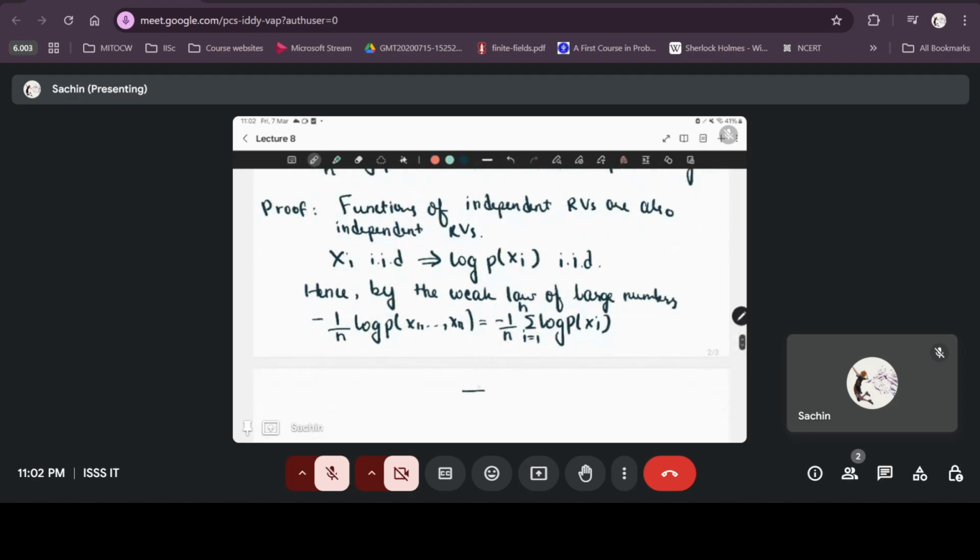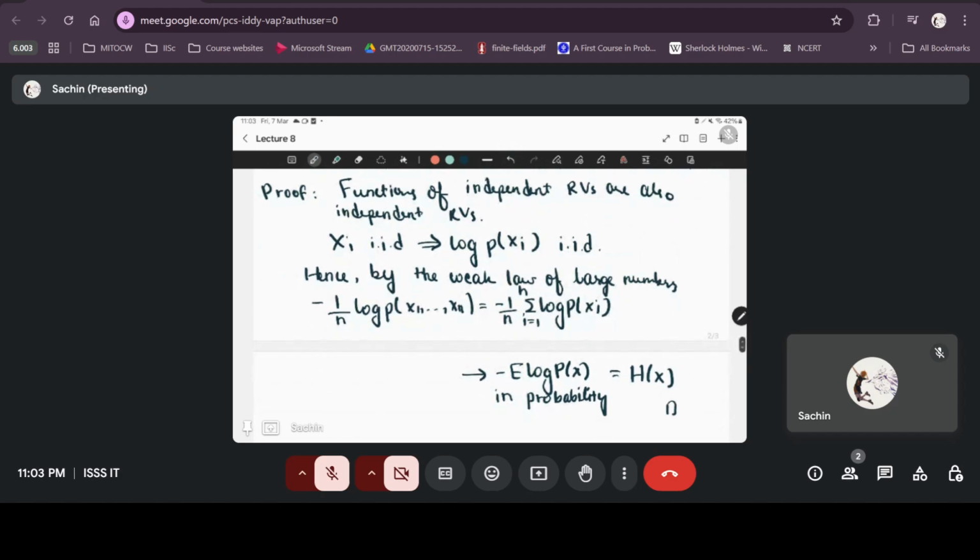And by the weak law of large numbers, this is the sample mean of log of P of xi, which converges to the expected value of the variable, which in this case is log of P of x, in probability, that is by the weak law of large numbers. But minus expected value of log P of x is the entropy H of x. So that's the proof.